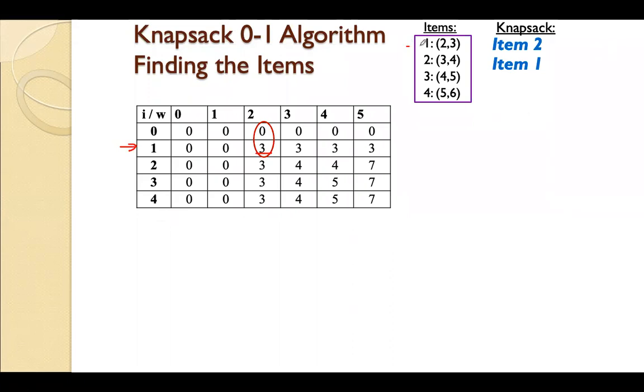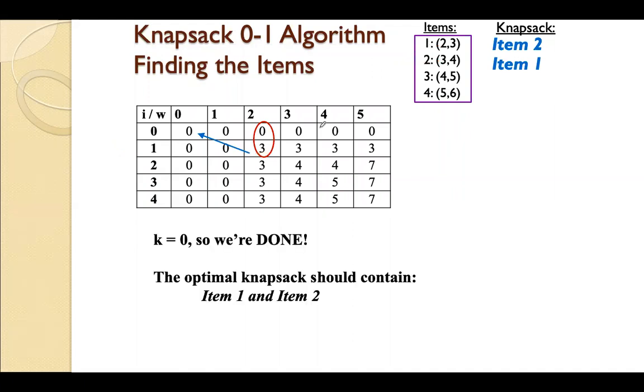So these two are the items which we have taken in the bag, which has led us to the maximum profit of 7. And their weight is 5. 2 plus 3, weight is 5, profit is 7. So we have arrived at 0. We'll be stopping the algorithm operation here itself.